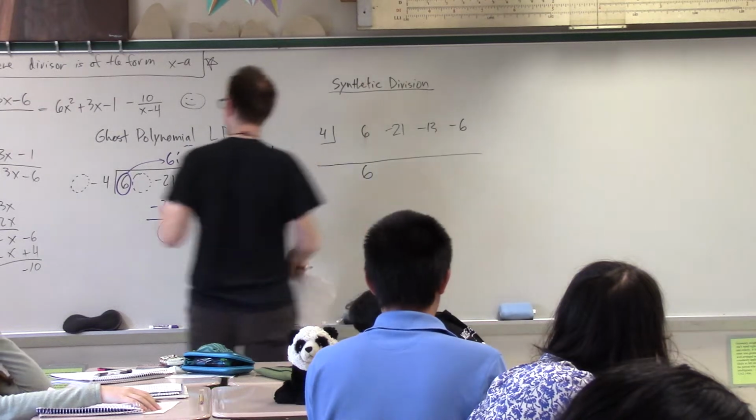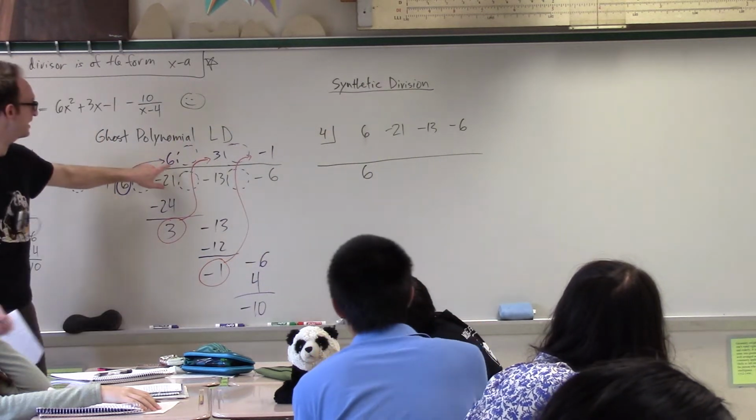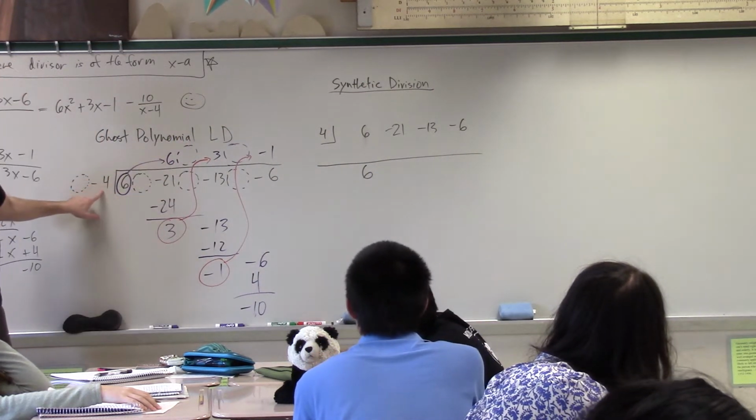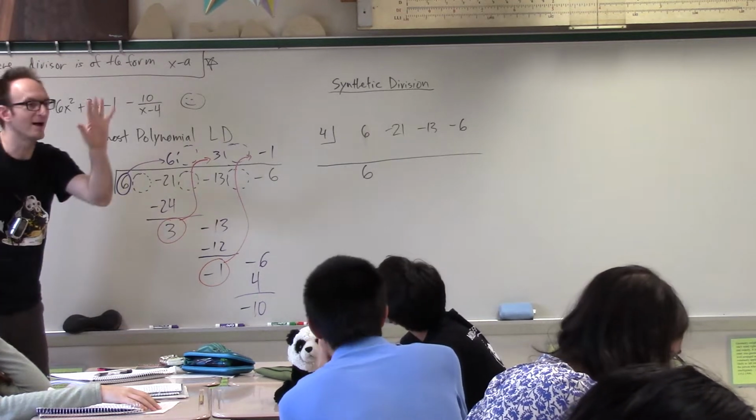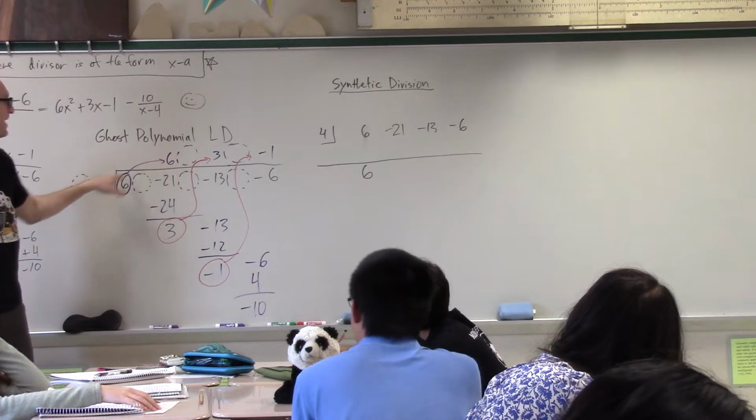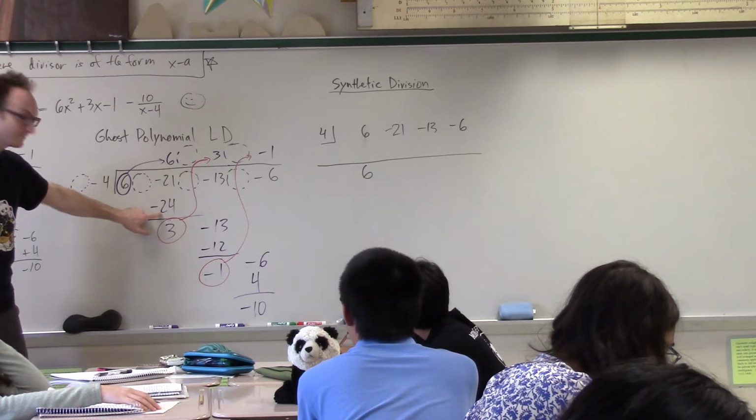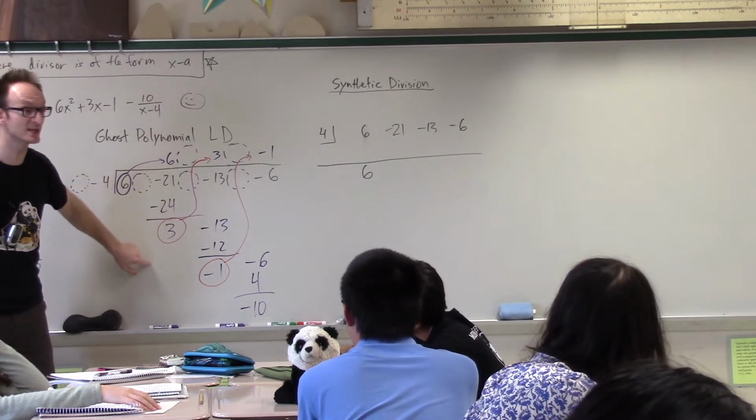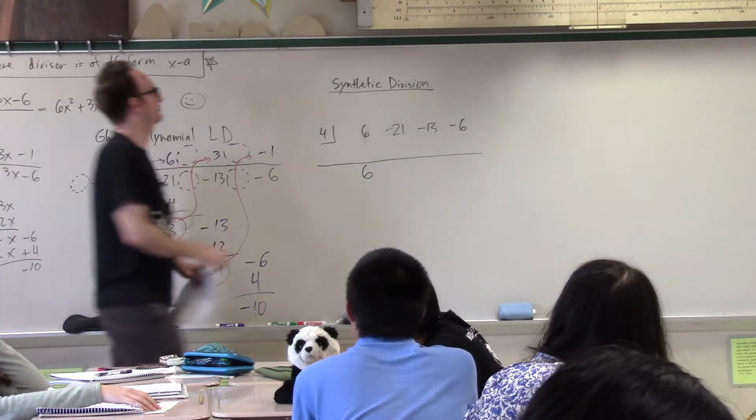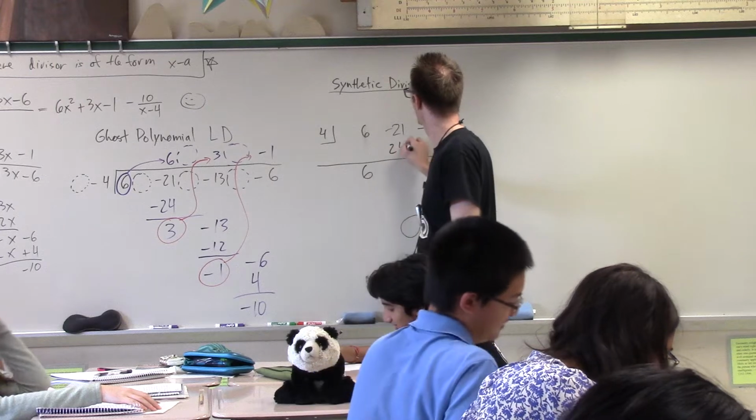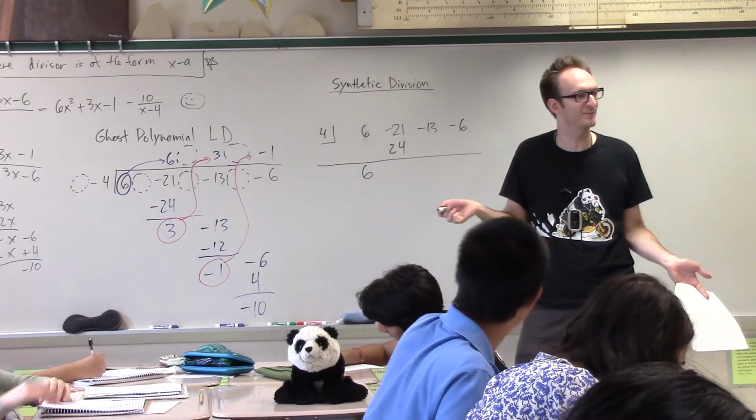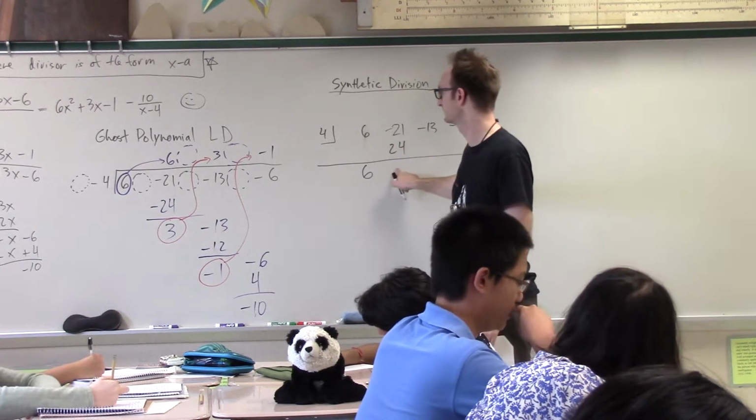All right, what was the next step of polynomial long division? It was to multiply 6 by -4, right? And then write that there. And then subtract. Well, instead of multiplying 6 by -4 and then subtracting it, why don't I just multiply 6 by +4 and add it? That is the exact same process, right? And when I do that, I get 3.